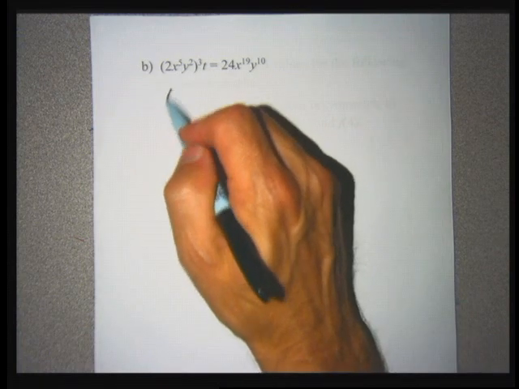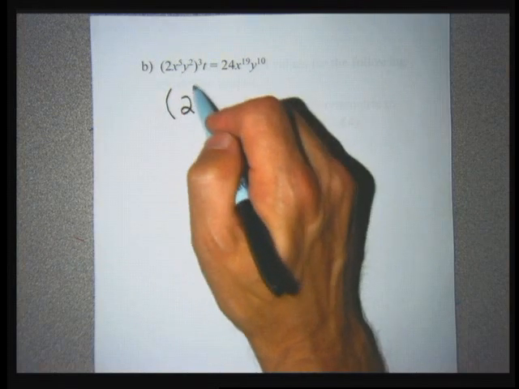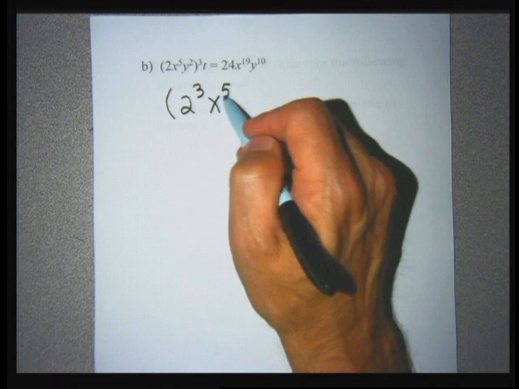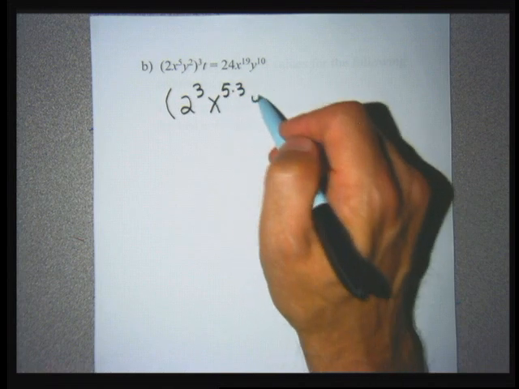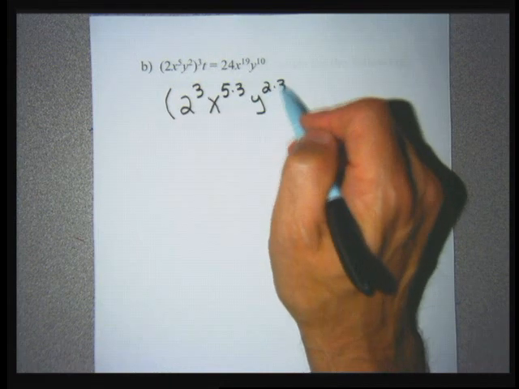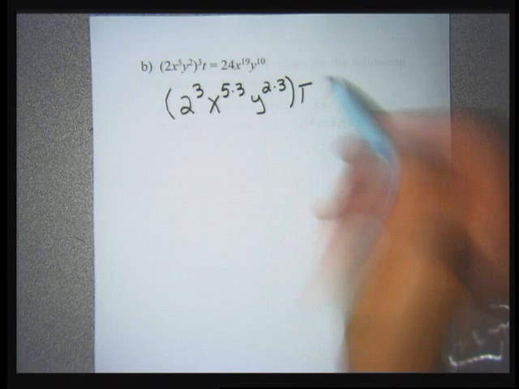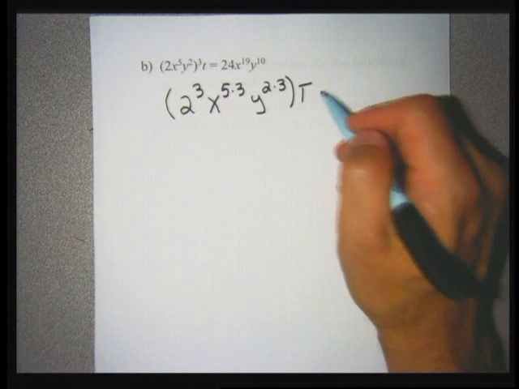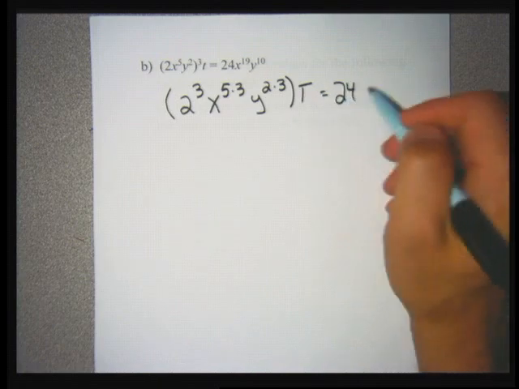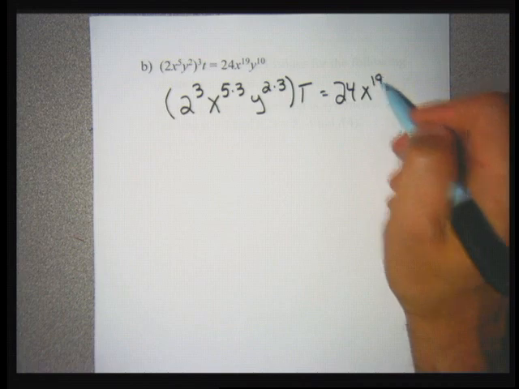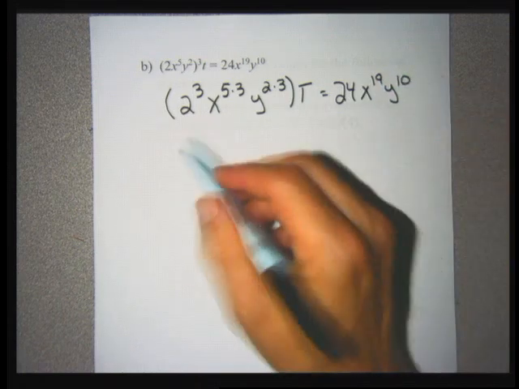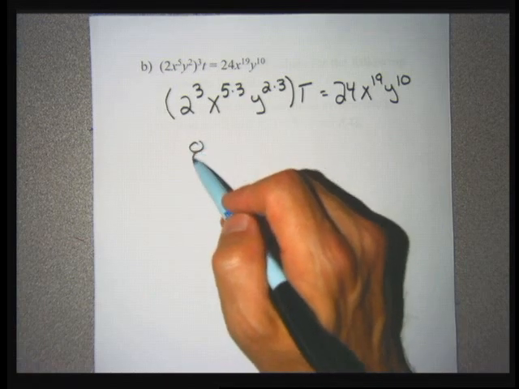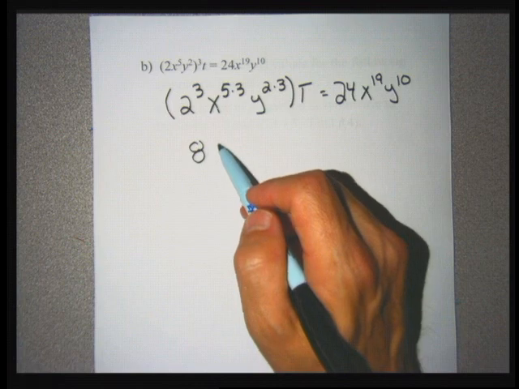So I'm going to do just like I did for part A. I'm going to cube the 2, and I'm going to cube the x to the 5th and y squared, and for the variables, I'm going to multiply the exponents to do my cubing. So I can rewrite the left side like 2 cubed, x to the 5 times 3, y to the 2 times 3. And I can leave temporarily the right side, 24x to the 19th, y to the 10th. 2 cubed is 2 times 2 times 2, which is 8. Now I'm going to drop the parentheses. I really could have dropped the parentheses on my first step, but I just didn't.